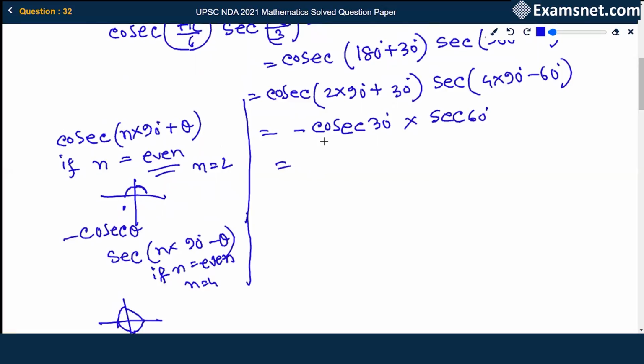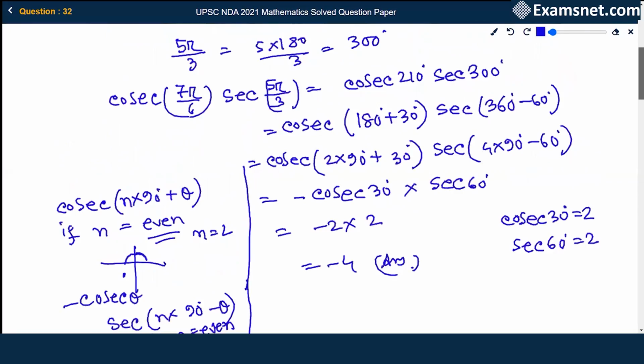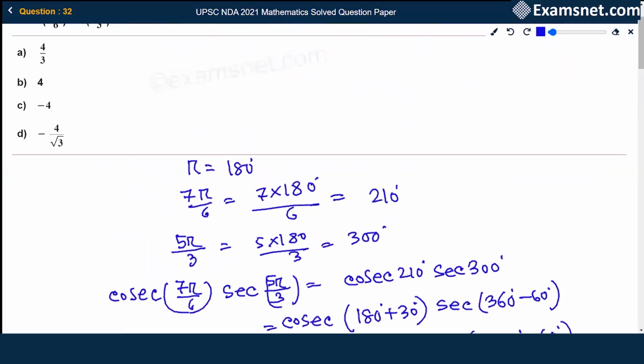Cosec 30 degree will give us the value 2, so minus 2, and sec 60 degree will give us another 2. So minus 4 is the answer. Here option C is the correct one, minus 4.